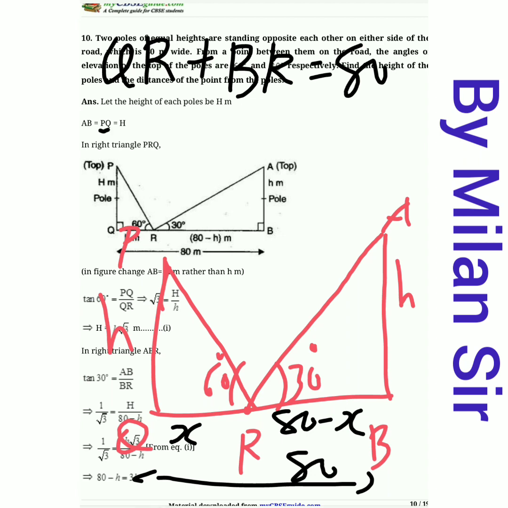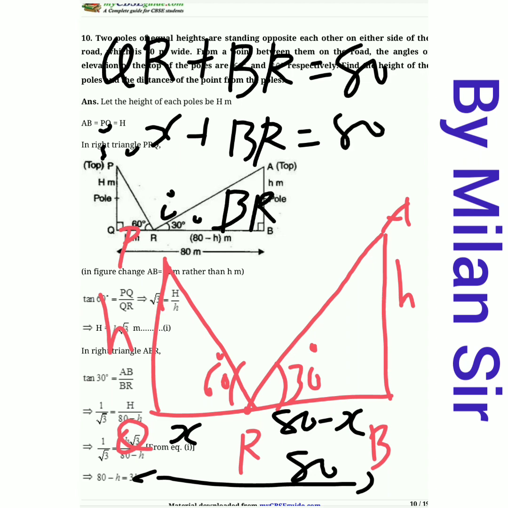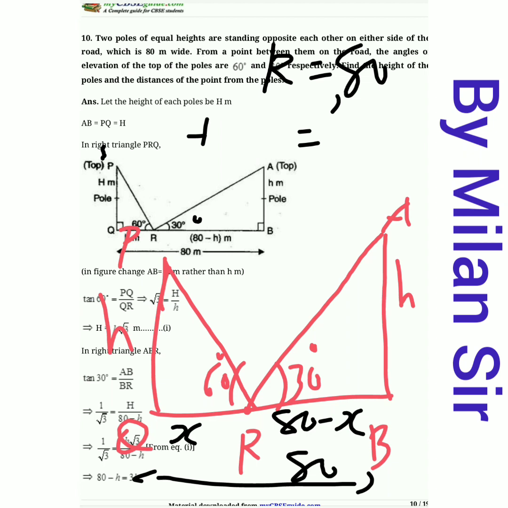Now put the value of QR. If we assume it X, then for finding out BR, transfer this X to the right hand side. So BR is equal to 80 minus X, right? So this is the figure that is already drawn here. So I rub this right now. Okay.